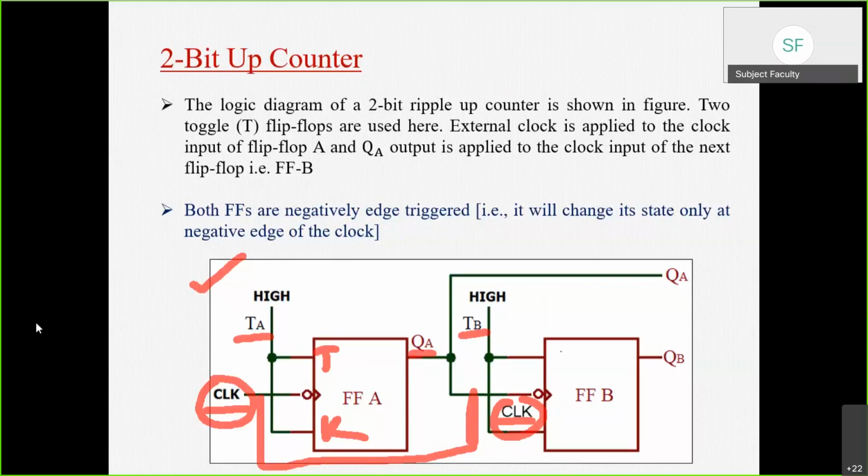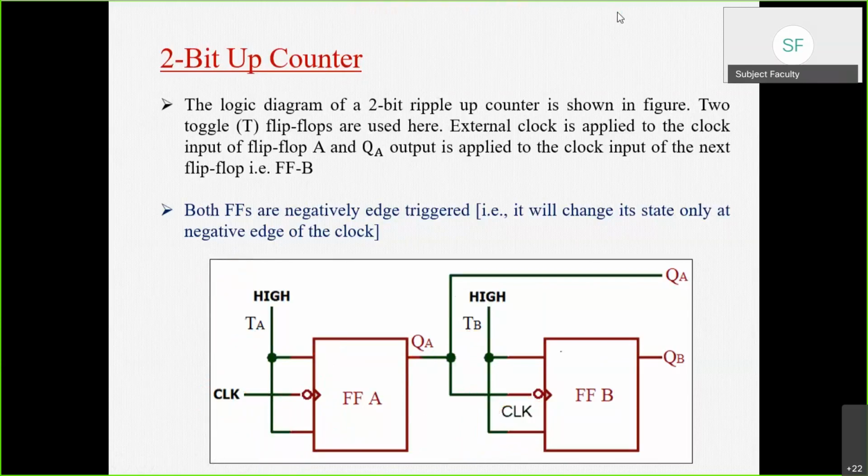Now, you can observe here, I will erase this. Don't get confused. This clock is actually our external clock. So the external clock is applied to flip-flop 1. And for flip-flop A, the QA is the output of flip-flop A. The output of flip-flop A is given as the clock input to flip-flop B. So there is no connection between the clock input of flip-flop B and the clock input of flip-flop A. There is no physical connection. So that's why it is an asynchronous counter.